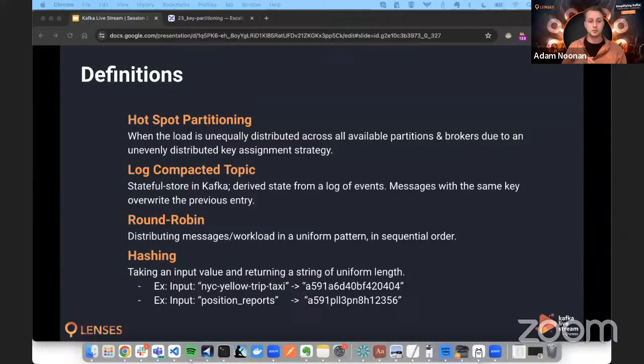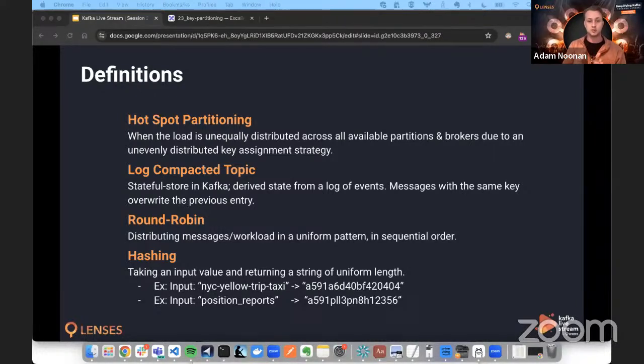And then the term round robin we'll be using today. Round robin just means distributing messages in a uniform pattern in a sequential order. So one partition, then the next, then the next, then the next, ensuring that load is evenly distributed. And this is exactly what Kafka uses when you don't include a key variable. So you can send a message with just value data, value information. And when you don't assign a key, Kafka is just going to write that message in a round robin fashion.